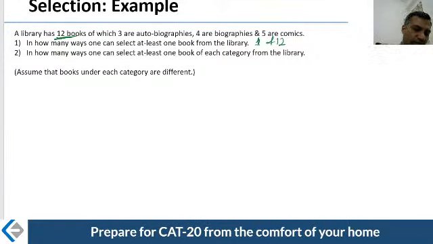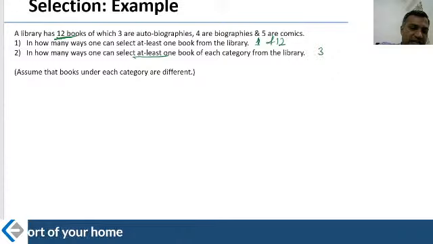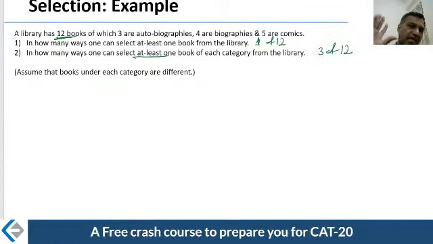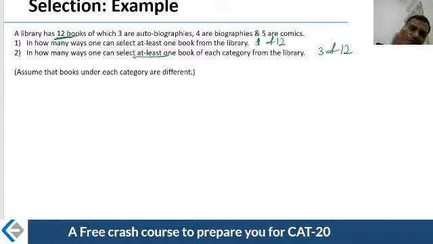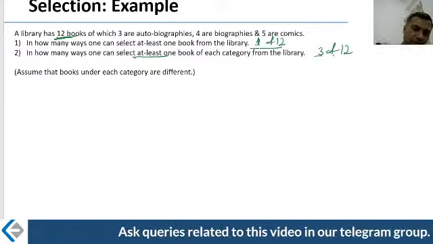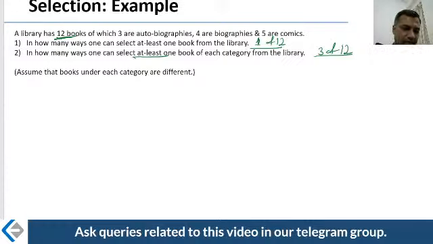In the second case, at least one book of each type means what? When you step out of that shop, you'll be having at least 3 of 12. Of course, not any 3: one from each category, minimum one from each category. I'm not saying exactly 3. Minimum 3 of 12. Here, the minimum is 1 of 12. That is the difference between the questions.